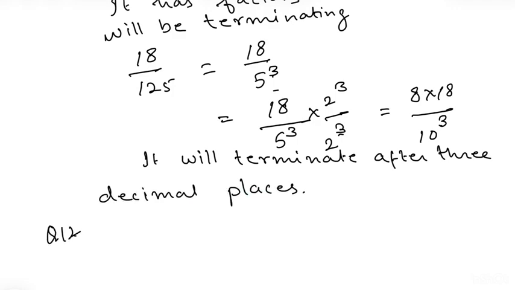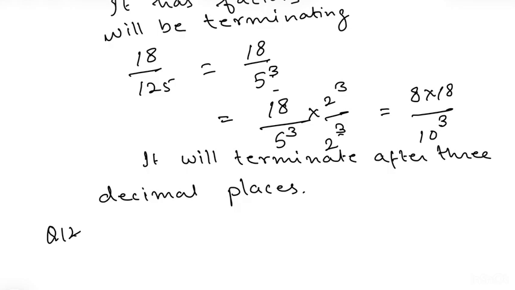Question number 12. A rational number in its lowest form has denominator 2 raised to power 3 into 5. How many decimal places will its decimal expansion have? Explain your answer. Look, again the same type of question.